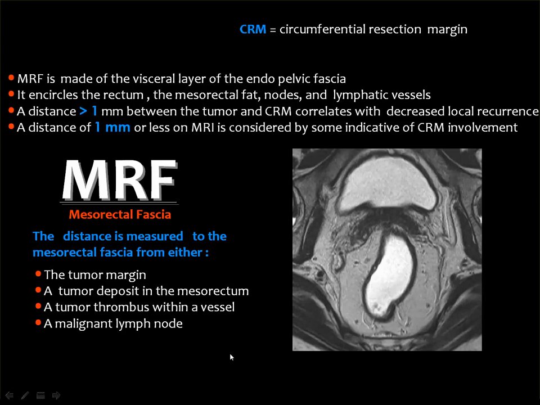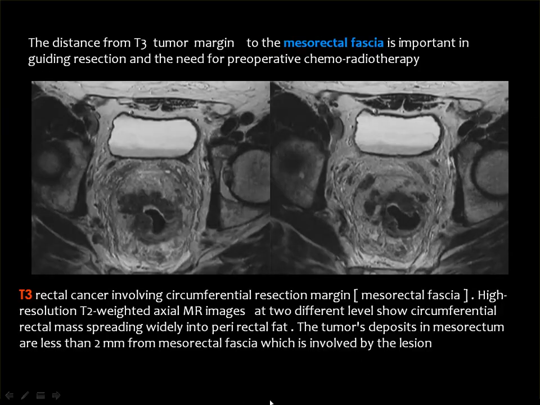Then this distance, 1 millimeter, from the tumor margin, from a tumor deposit in the mesorectum, from a tumor thrombus within a vessel, from a malignant node. Any of these that has become intimately related to the mesorectal fascia, then this is an unfavorable sign.